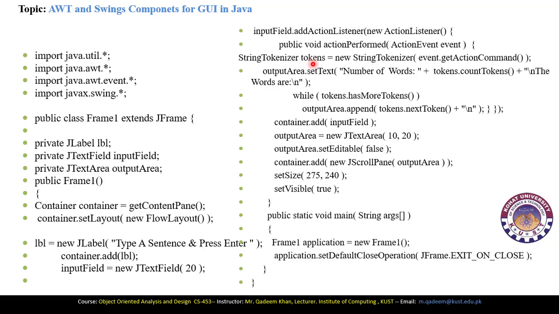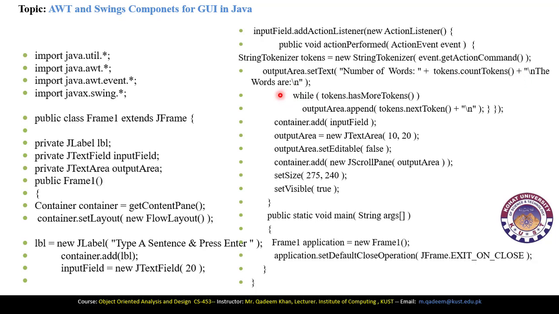Now StringTokenizer is a class and its object is tokens. So it converts the string into tokens. New StringTokenizer, event dot get action command. So all the strings will in fact be tokenized here. And output area dot set text, after tokenizing or after breaking the sentence into words, then the number of words will be displayed by the set text function of the output area. So number of words plus tokens dot count tokens, it will count the number of words and return the integer.